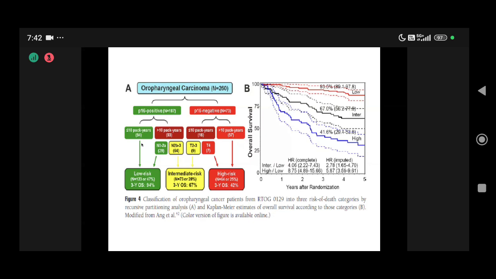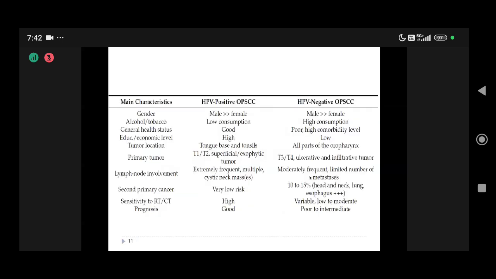Whereas the P16 positive patients do very well, the P16 negative patients do worse when you are comparing these two groups. And then there is a role of smoking as well. So they basically divided the patients into low risk, intermediate risk, and high risk, where a substantial difference in the 3-year overall survival was found, which was as high as 94% in the low risk and just a meager 42% in high risk.